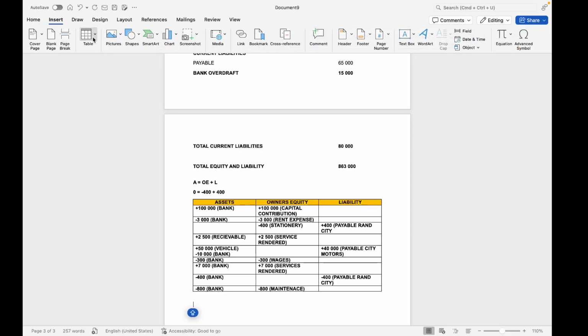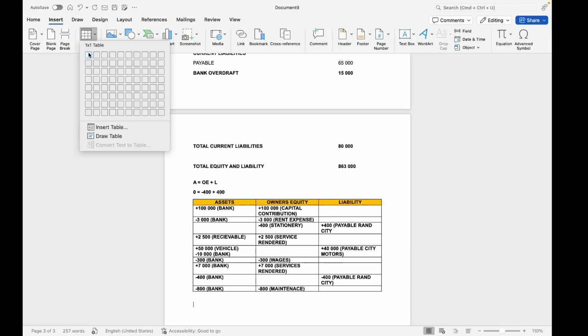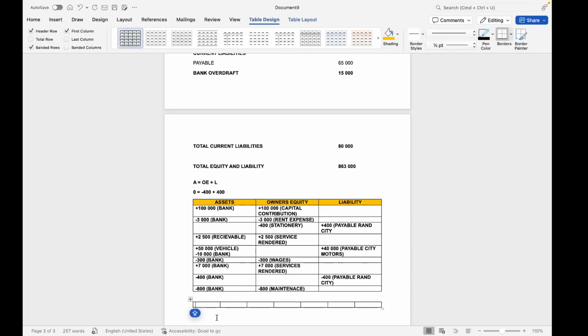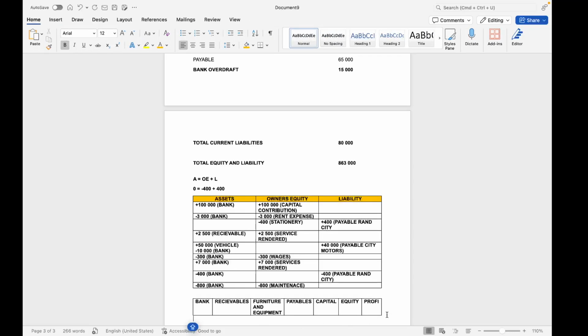Just insert a table. So it's going to be 1, 2, 3, 4, 5, 6, 7. So we can have 7 like this, right? We'll have bank here. We have receivables. We have furniture and equipment. We have payables. We have capital. We have equity. And we have profit. Let me just say profit so that it looks nice.